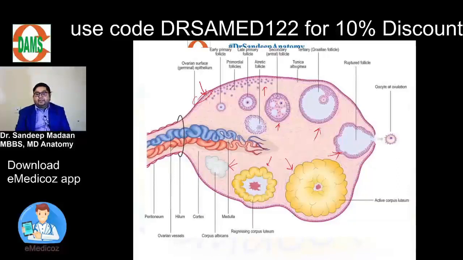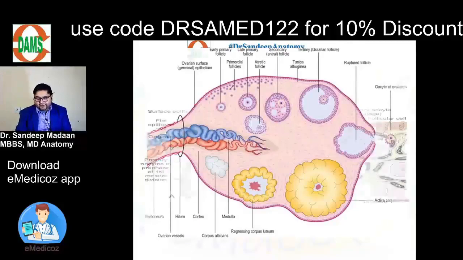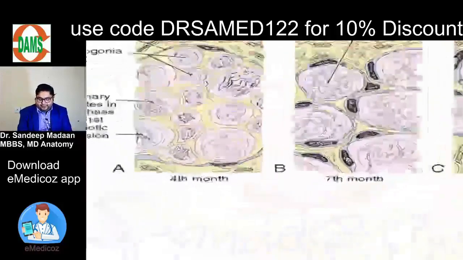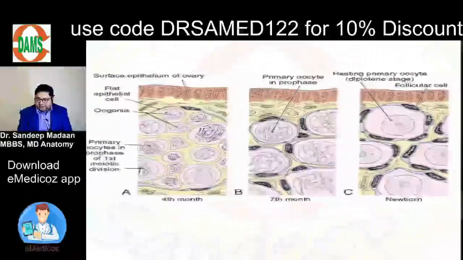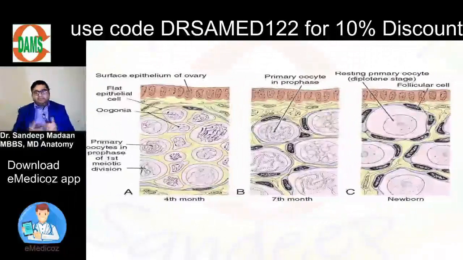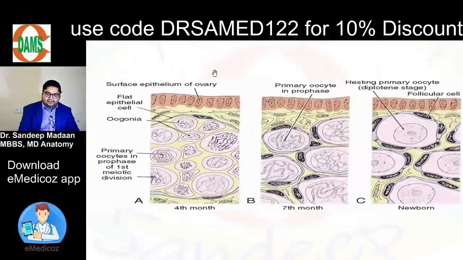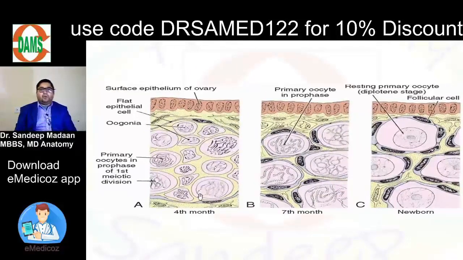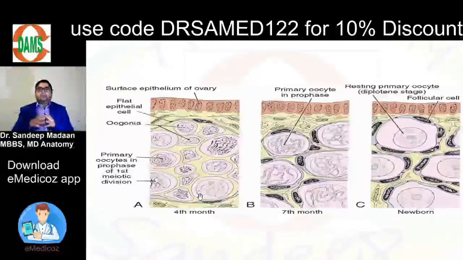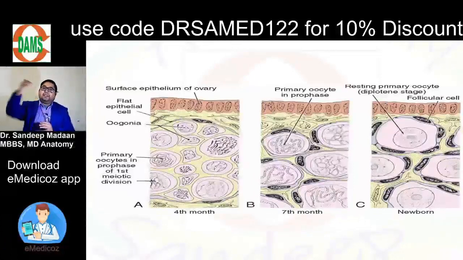Clear? Now how these follicles are formed, let me describe this. See, in the fourth month, or you can say in the very early stage in the intrauterine life, the cells which have reached here, the oogonia. We know the oogonia are those cells which are primordial germ cells which have reached the ovary, developing ovary. Now ovary, what will it do?